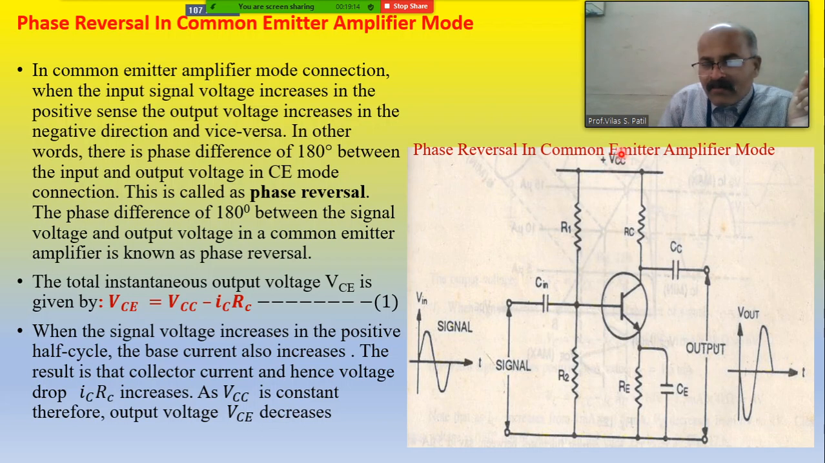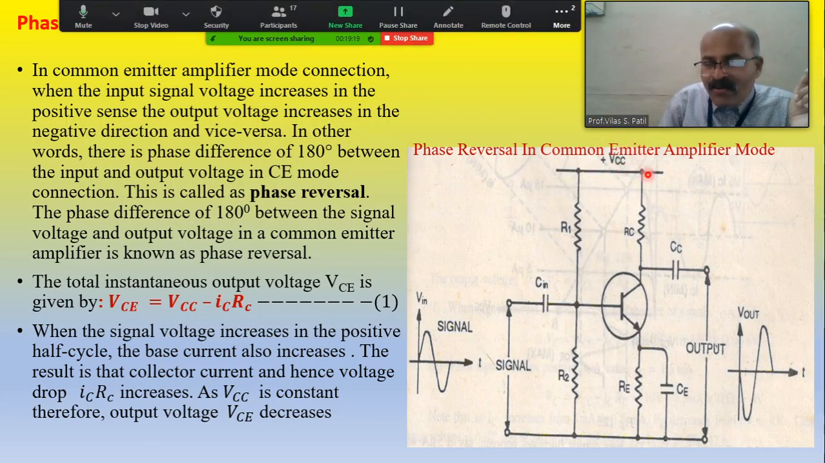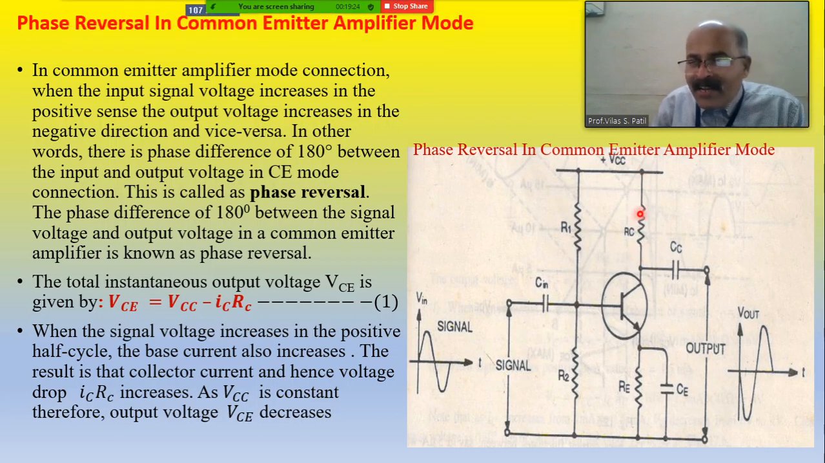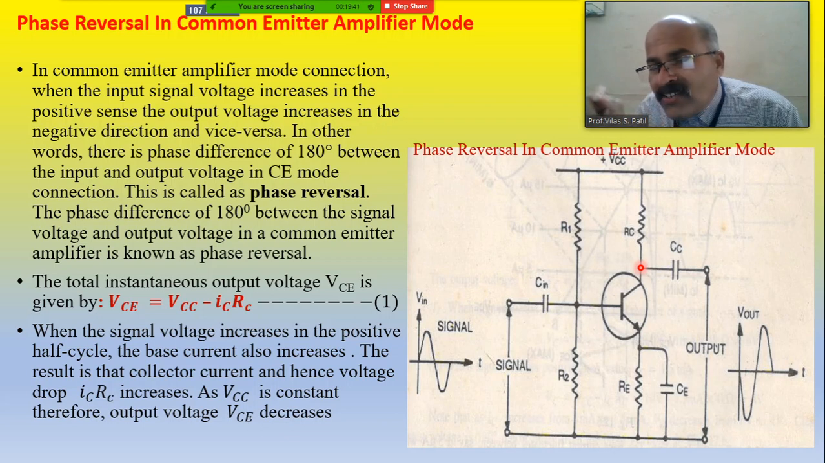See here, I am showing it using the pointer. This is the input VCC that is given. This is RC. Through RC, the collector current IC will be flowing. If the resistance is RC and the collector current is IC, then the potential drop across the resistance RC is ICRC. V equals IR is the golden rule: voltage equals current into resistance. Here the resistance is RC and the current is IC.